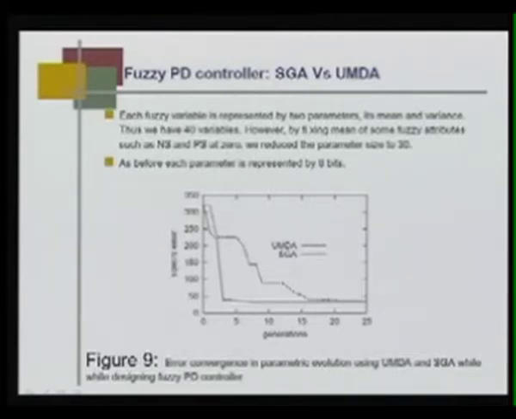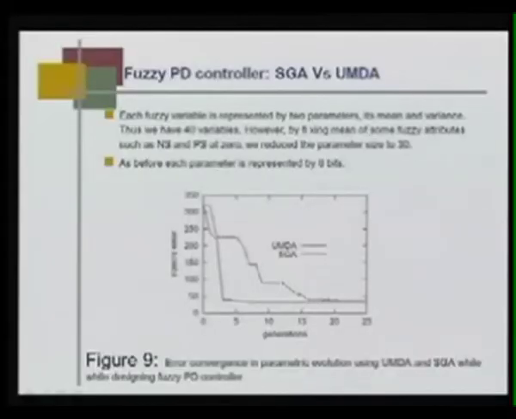However, by fixing the means of some fuzzy attributes such as negative small and positive small at 0, we reduce the parameter size to 30. You can fix certain parameters when you are very sure, and then you reduce those parameters to 30. As before, each parameter is represented by 8 bits. So, naturally each string now consists of 240 bits. Now you see the error convergence in parametric evolution using UMDA and SGA while designing the fuzzy PD controller: UMDA is pretty fast compared to the simple genetic algorithm.